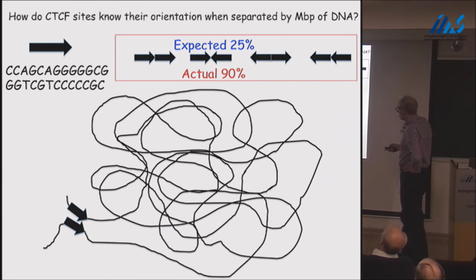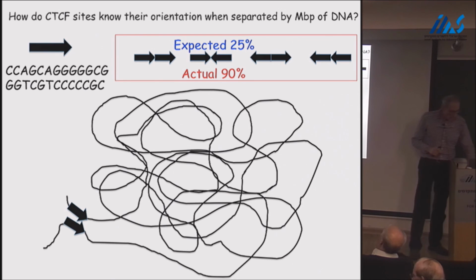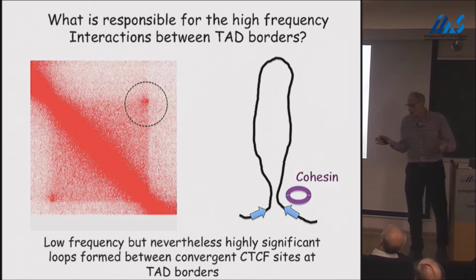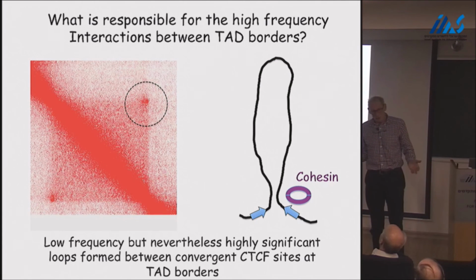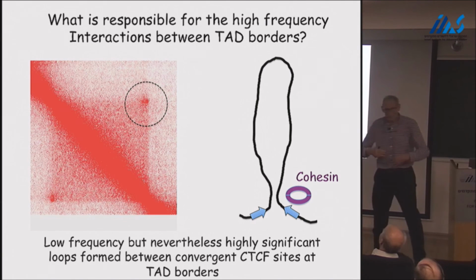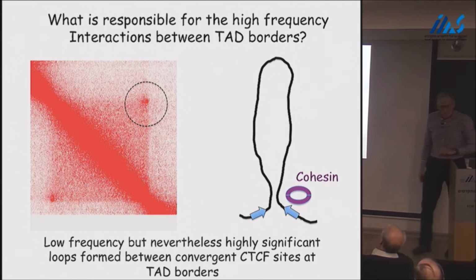Here is the problem. Somehow these guys know which way they're facing. These will associate with each other at high frequency, but not if this one is pointing the other way. You would expect this in 25% of the cases, but you actually see it in 90% of the cases. And this is really one of the most interesting things that has emerged from sequencing the human genome, in my view, apart from all those genes. But this is a real mystery.